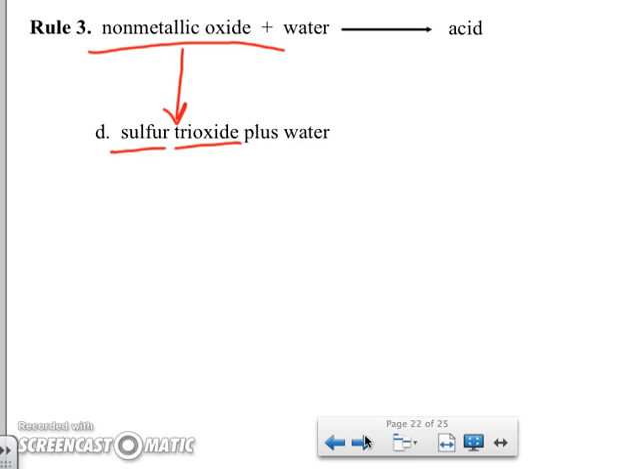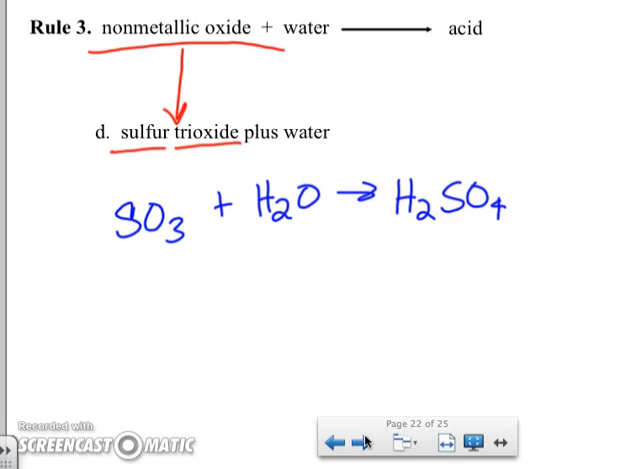Let's go ahead and write this out. We've got sulfur trioxide, SO3, a non-metallic oxide, sulfur's a non-metal, plus water will always yield an acid. We know that acids always start with H. We also know there's a list of acids on the front of our gold sheet. Let's look at that list of acids. If we take a look at sulfur trioxide and water, they have a total of 4 oxygens. So the most likely acid for us to form here would be sulfuric acid, H2SO4, to account for the 4 oxygens.